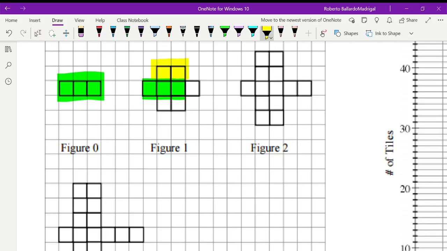2 on the top, 2 on the bottom, and 1 on the side. Do you see that, Jorge? So we're adding 2 on the top, 2 on the bottom, 1 on the side. All right.